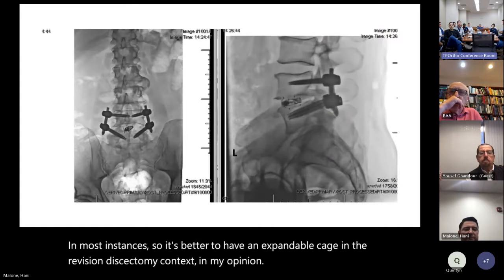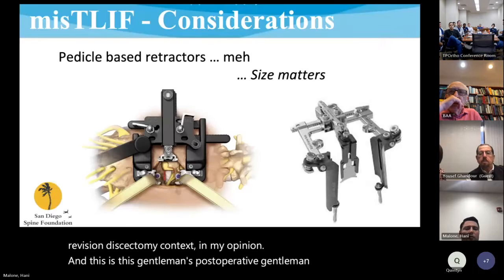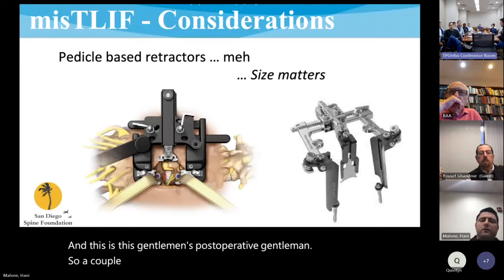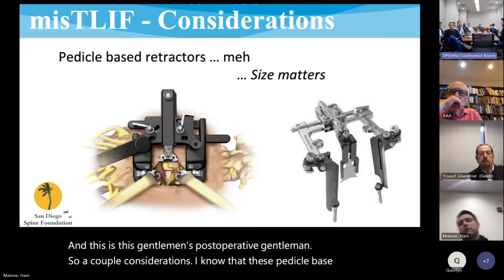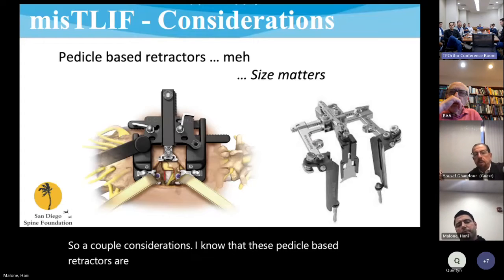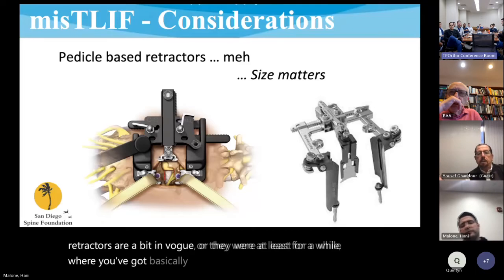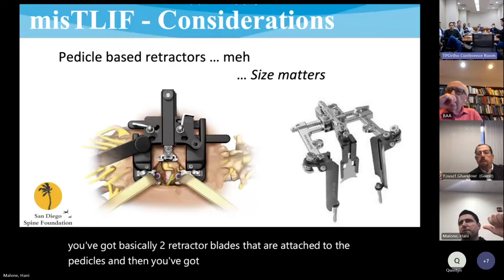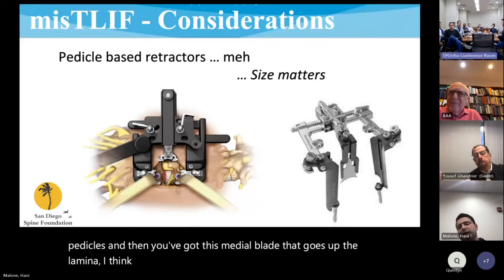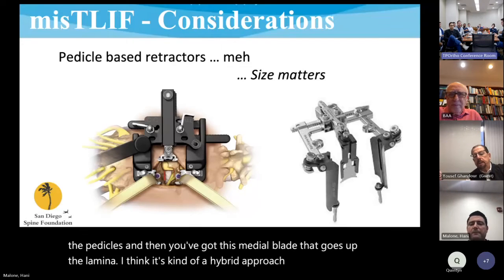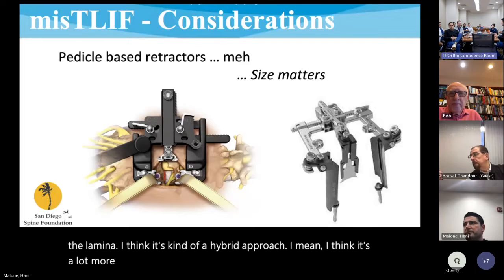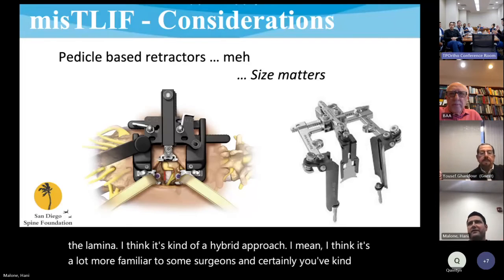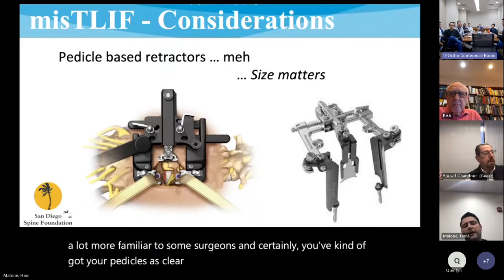And this is this gentleman's postoperative film. So a couple considerations. I know that these pedicle-based retractors are a bit in vogue, or they were at least for a while, where you've got basically 2 retractor blades that are attached to the pedicles, and then you've got those medial blades on the lamina. I think it's kind of a hybrid approach. I think it's a lot more familiar to some surgeons, and certainly you've got your pedicles as clear landmarks. But I don't think in terms of morbidity, it's the same.